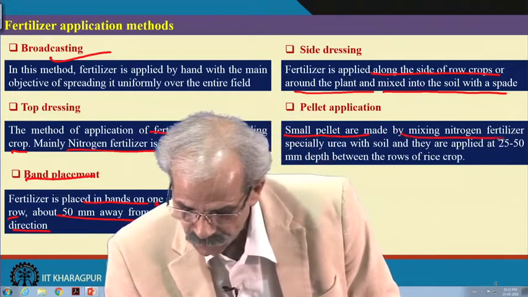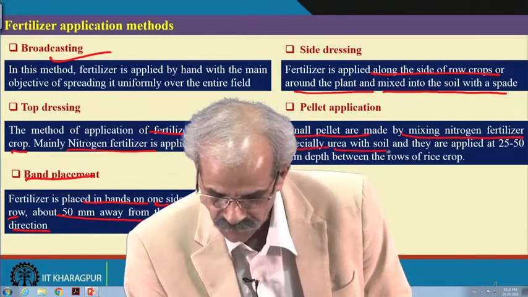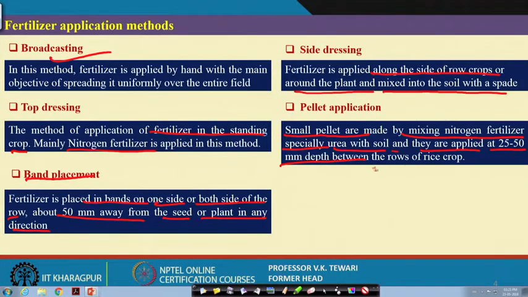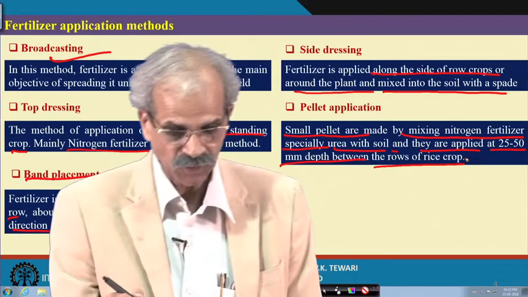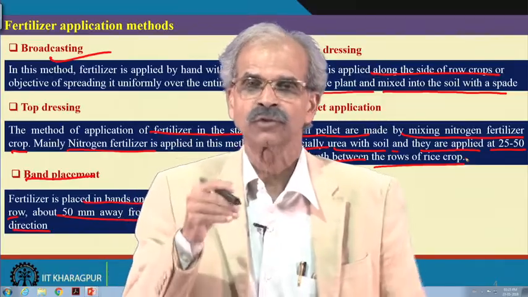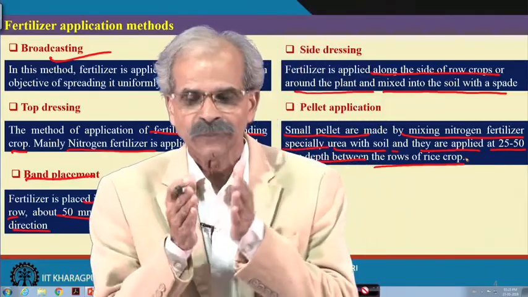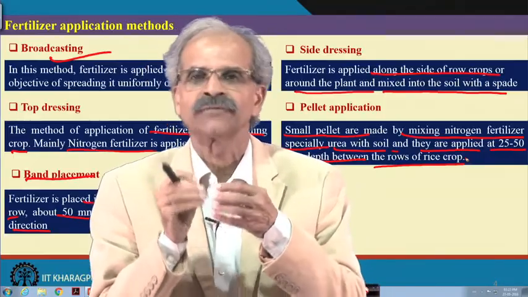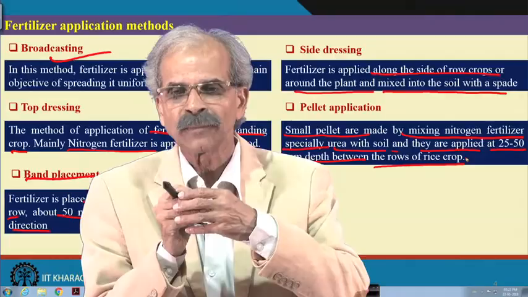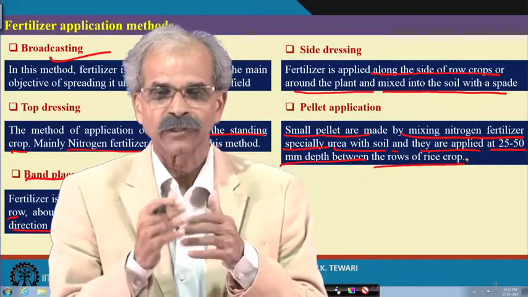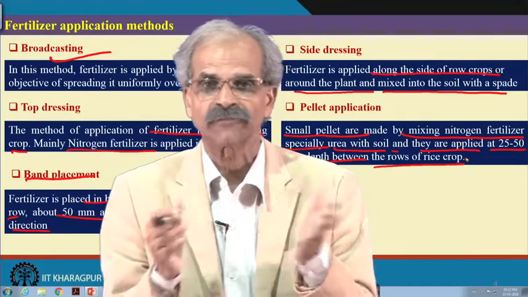Now, the small pellets are made by mixing nitrogen fertilizer, especially urea, with soil, and they are applied at 25 to 50 millimeter depth between the rows of the rice crop. It depends on where you want to give the pellet, because the pellet must go to the right place. It must get the right environment, so that the pelleting material covering the fertilizer or the seed will simply dissolve, and then the fertilizer will come into action and have better efficiency and effect.